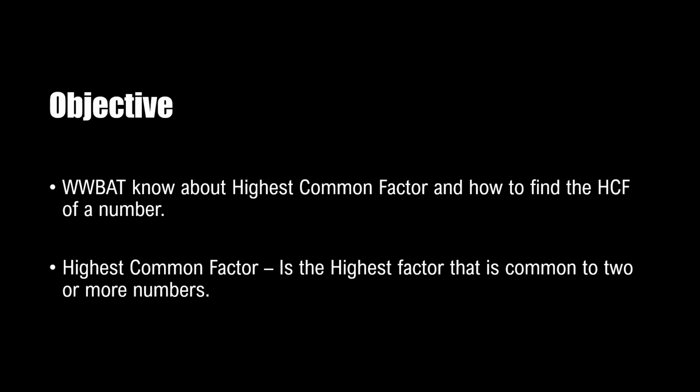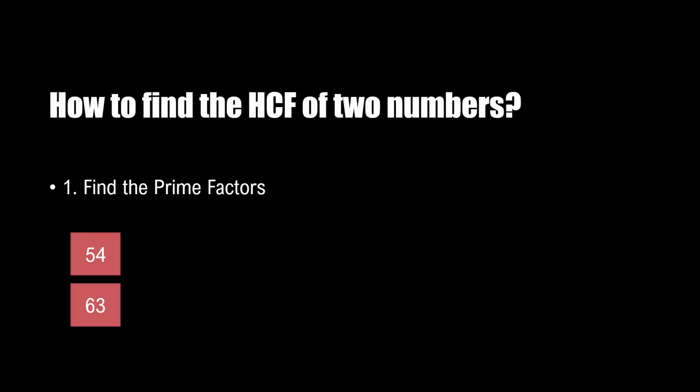So highest common factor, or HCF, is the highest factor that is common to two or more numbers. How to find the HCF of two numbers? We will look at the same two numbers we have in the problem, 54 and 63, and find out the HCF of these two numbers. The first step is to find the prime factors of the numbers. We have already learned how to find the prime factors. If you cannot remember, please watch the video on finding prime factors.